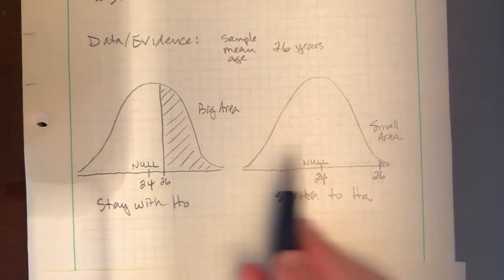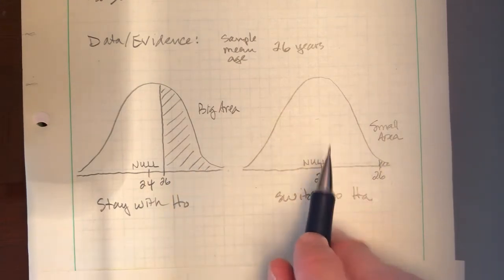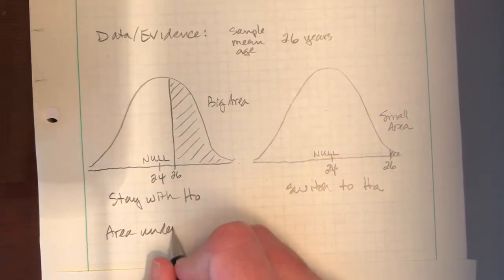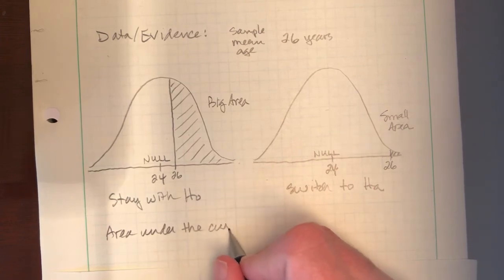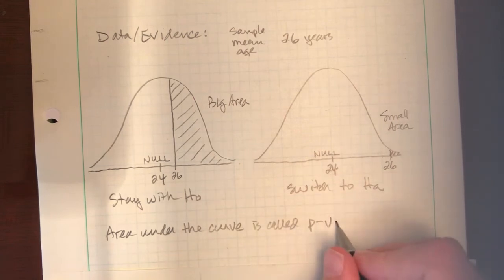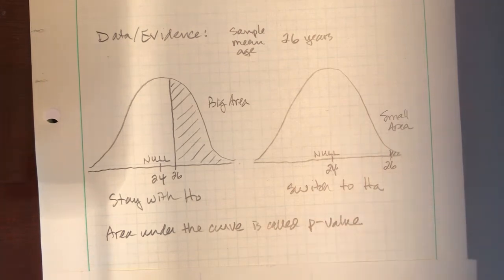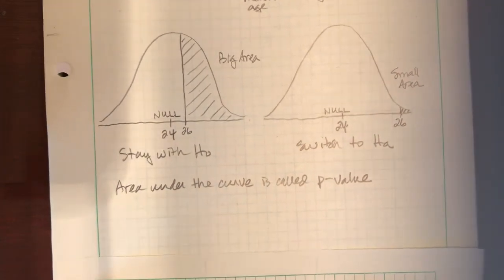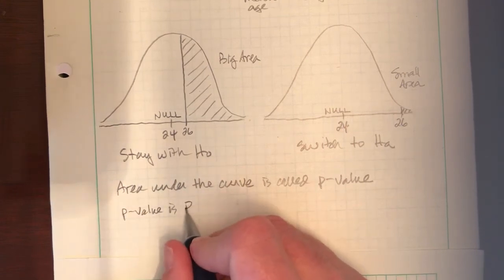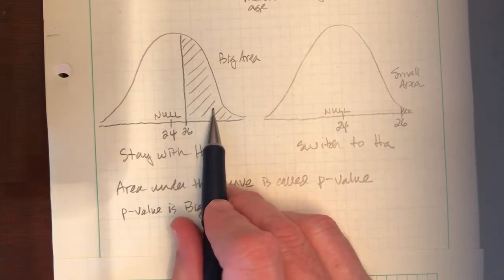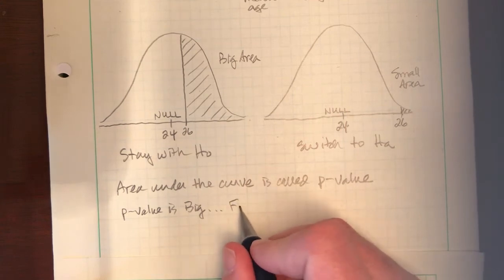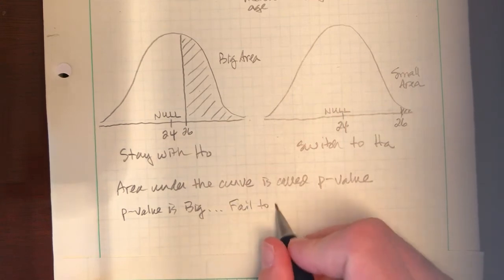It turns out the area under these bell-shaped curves we're going to talk about has a name. The area under the curve when doing a hypothesis test is called the p-value. And here are the two decisions you have to make. When the p-value is big, like in this image, we stick with the null. And the way we say that is we say fail to reject the null.